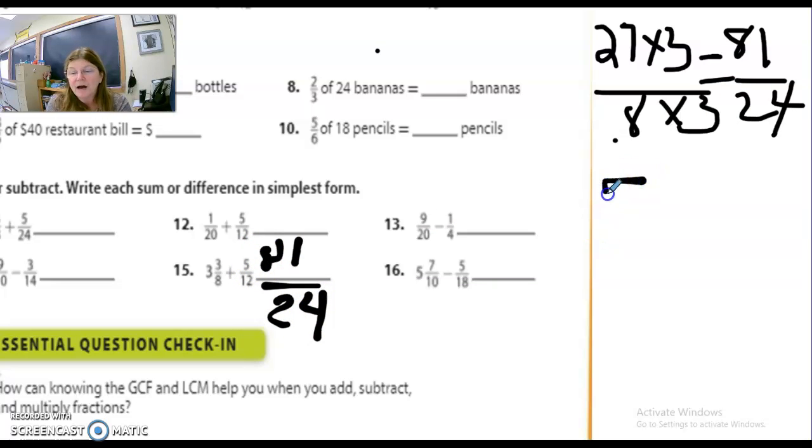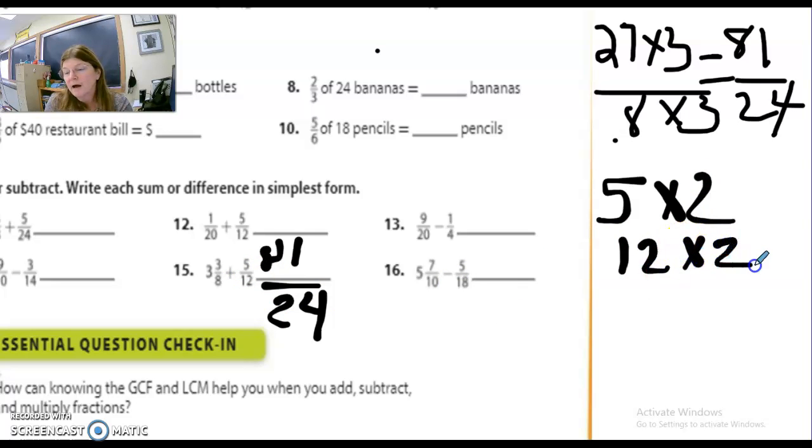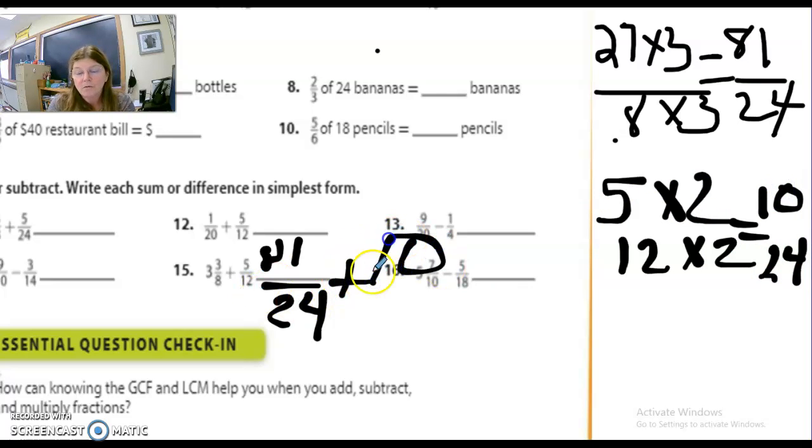So we had 5 times 2, because remember, 2 times 12 is 24. So we have 10 over 24. So plus 10 over 24. Do I have to do anything now to this bottom? No, I do not. I do not have to do anything to the bottom.